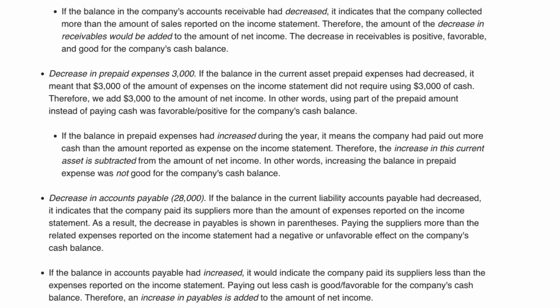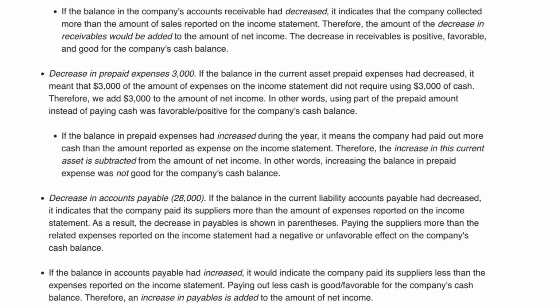Decrease in accounts payable, $28,000. If the balance in the current liability accounts payable had decreased, it indicates that the company paid its suppliers more than the amount of expenses reported on the income statement. As a result, the decrease in payables is shown in parentheses. Paying the suppliers more than the related expenses reported on the income statement had a negative or unfavorable effect on the company's cash balance.